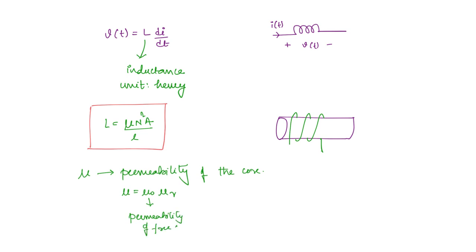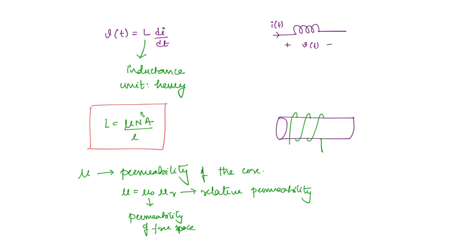So that means if there is no core, or you can say the coil is simply wound in the air itself, then mu is simply equal to mu naught. And what is mu r? This is the relative permeability of the material. So for air, it is going to be 1.